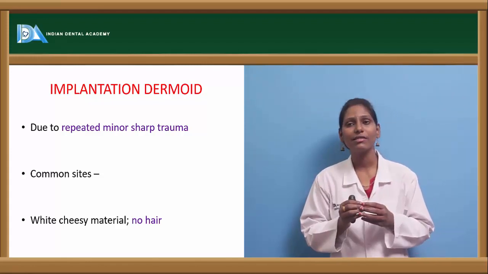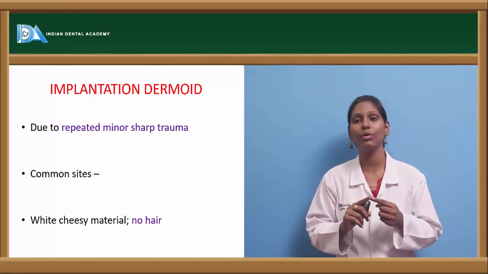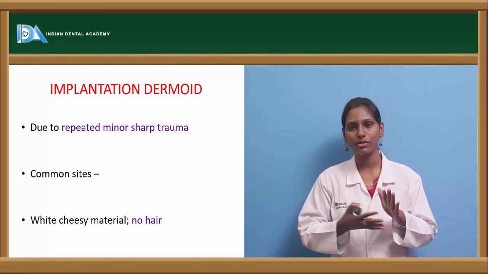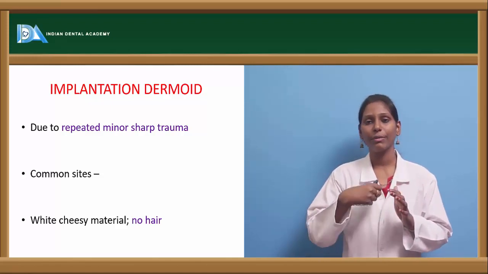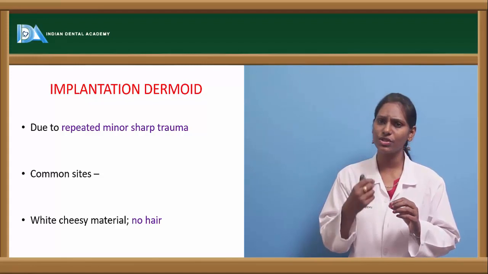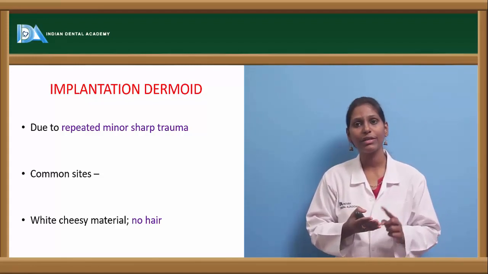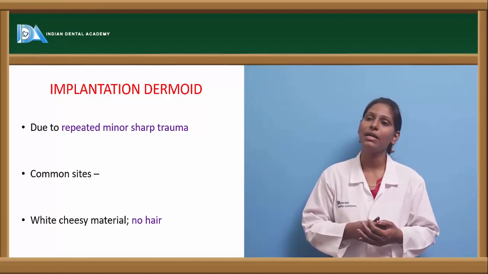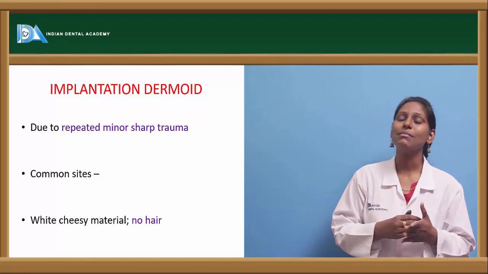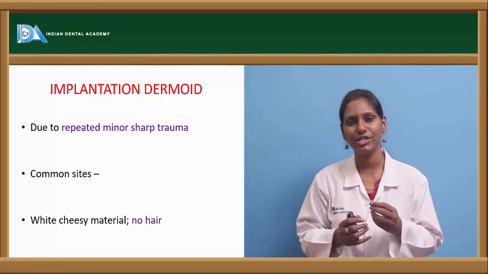And the common sites for this implantation dermoid are usually the fingers, especially the pulp of the fingers, and the feet or the sole of the feet, which can be harmed because of sharp pricks or because of thorns, etc. So pulps of the fingers and soles of the feet are the most common sites for this implantation dermoid. And the consistency of it is usually white cheesy material.